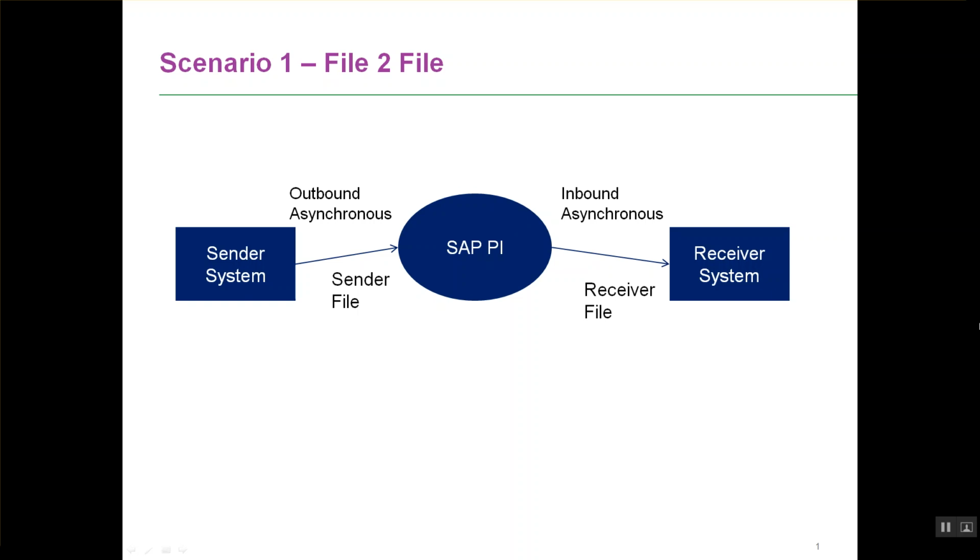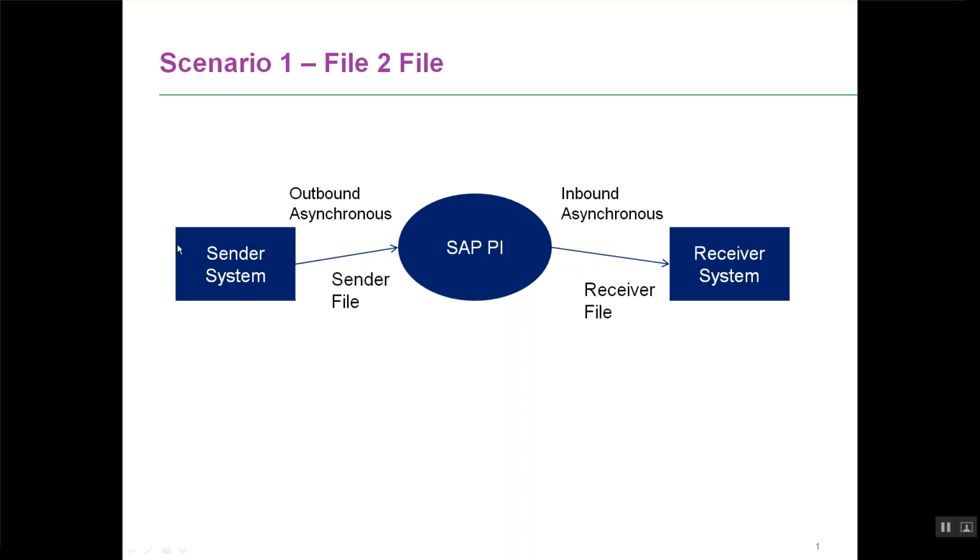Welcome back. We will now proceed to look at the first scenario that we are going to be building, and that's what we call a typical file-to-file scenario. As the name implies, we're going to get a file from a sending system. There's going to be a sending system that is going to send a file to PI, and PI is going to receive this file, perform a mapping where it's going to change the structure of the file, and once it has done that, it is going to push the file to a receiver system using a receiver file adapter.